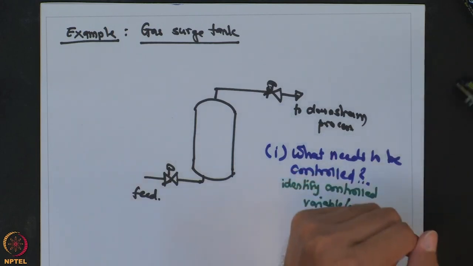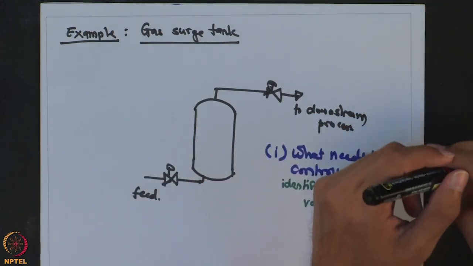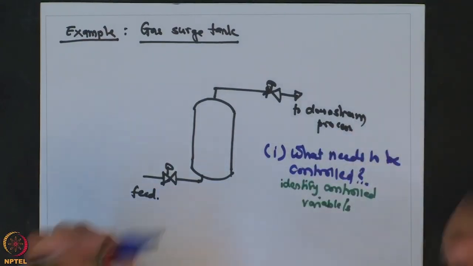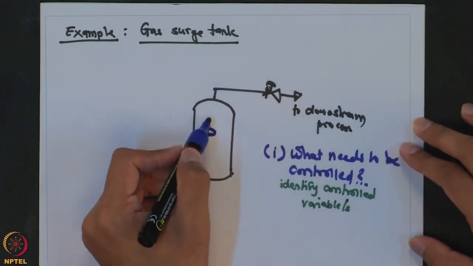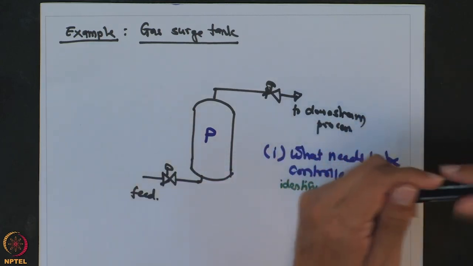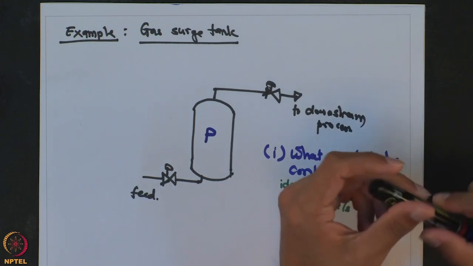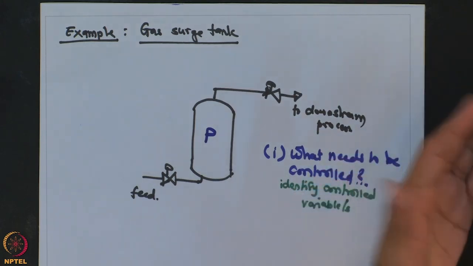For this particular system, we know that it's a surge tank. The reason why we have kept this tank is to maintain a certain pressure of gas which is going to go to the downstream process unit. So the controlled variable in such a tank is typically the pressure of the stream which leaves this tank, which is more or less the same as the pressure inside this tank. There are different types of controlled variables, and as we analyze different examples, we will come to that. But primarily what you have to see is the purpose of that particular equipment, and it will give you an answer about the primary controlled variable of that process.